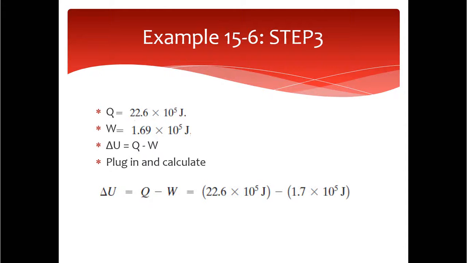22.6 times 10 to the fifth minus 1.7 times 10 to the fifth results in a value of 20.9 times 10 to the fifth joules heat added to the equation, to the water. This has been the first portion of thermodynamic calculations based on Giancoli's Physics, 7th edition textbook, Chapter 15.